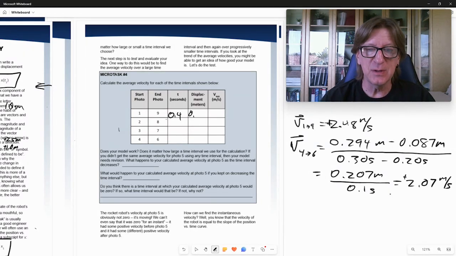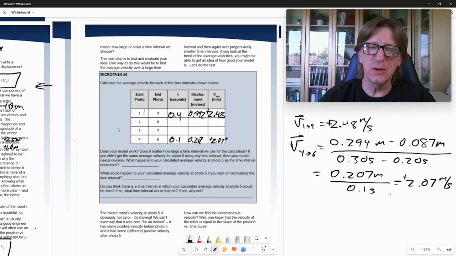My displacement then was 0.992, and then we said the velocity was 2.48, and that was positive. And then we did 4 and 6, and we got 0.1 seconds, and we got 0.207 meters, and we got positive 2.07 meters per second. All right. So go ahead and work out the other two. Pause the video, and let's see what you get. We're going to see an important trend here, so it is important that you work it out.